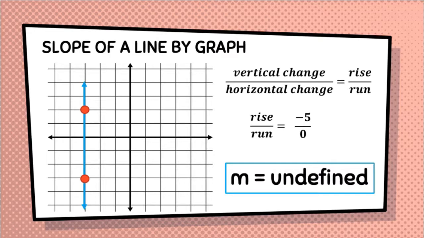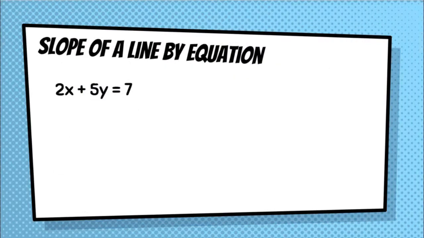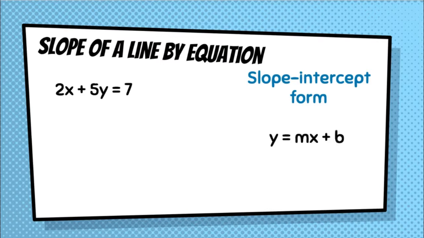Another way on how to get the slope of a line is by equation. To find the slope of a line in an equation, we have to check if the equation is written in slope-intercept form. If not, we need to rewrite the given. But first, let us have the parts of slope-intercept form.